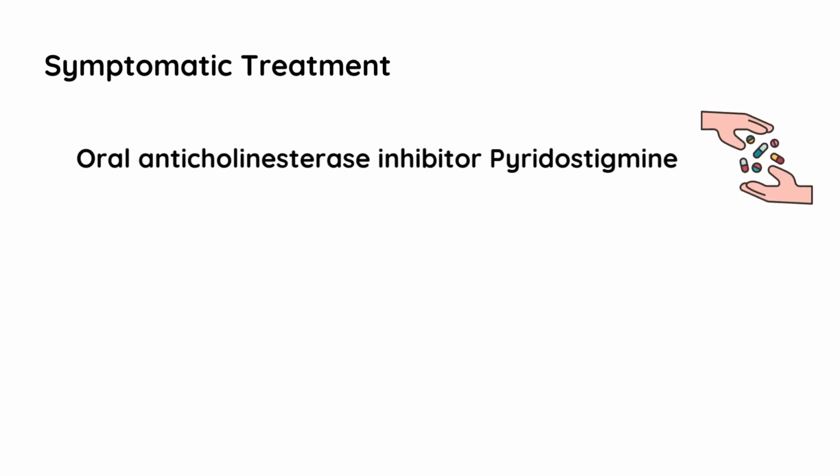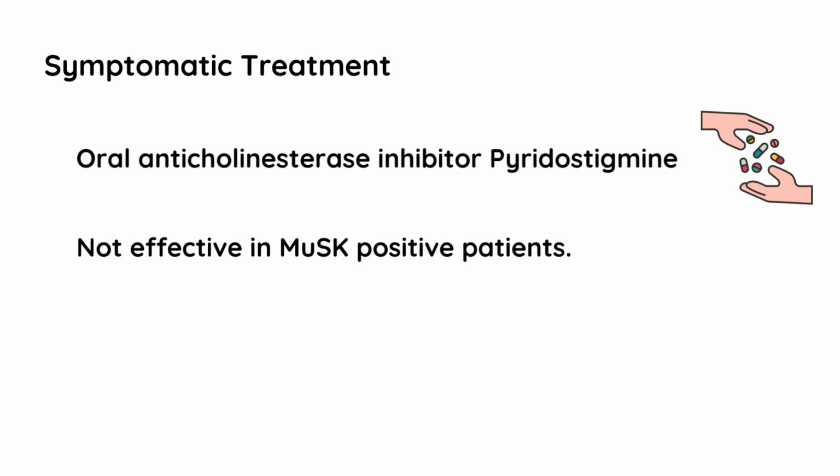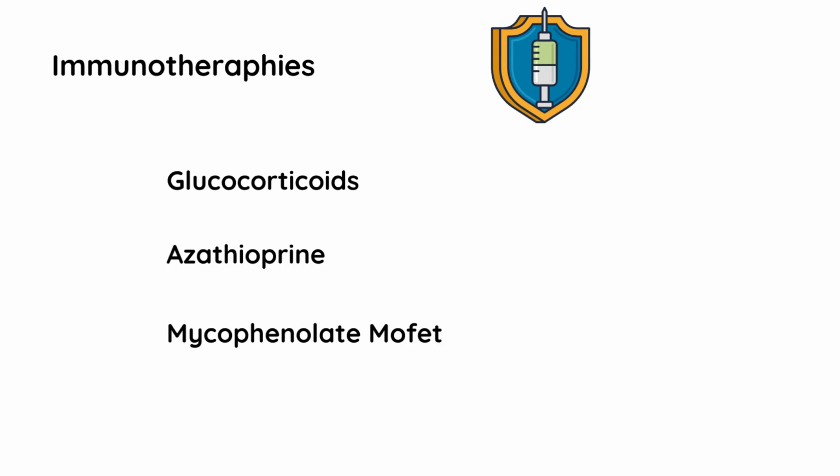We commonly use the oral acetylcholinesterase inhibitor pyridostigmine in symptomatic treatment. MuSK-positive patients have a poor response to this treatment. Most patients with generalized myasthenia gravis require additional immunotherapy. Glucocorticoids, azathioprine, and mycophenolate mofetil are widely used.